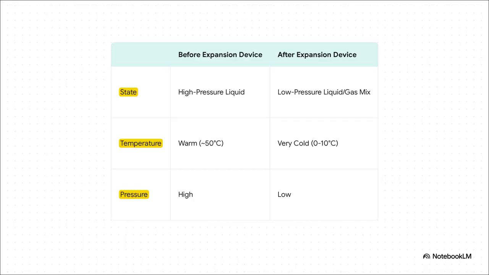As that high-pressure liquid gets squeezed through that tiny opening, the pressure on the other side just plummets. And just like with the spray can, when the pressure drops, the temperature drops a lot. Suddenly, it's back to being that super cold, low-pressure liquid we started with. It's ready to head back to the evaporator and steal some more heat. The cycle is complete and starts all over again.